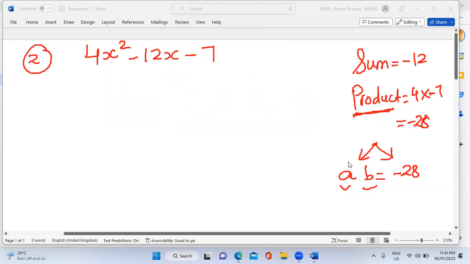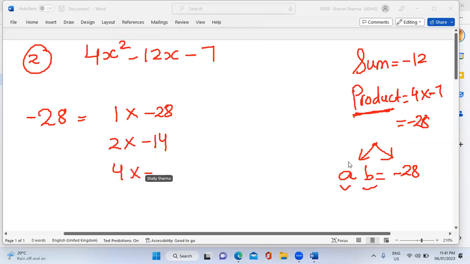Now, we write this 28 minus, so we can write all the factors. Let's say 1 times negative 28. Then we can write down 2 times negative 14. Then we can write down 4 times negative 7. And these are the possible factors.